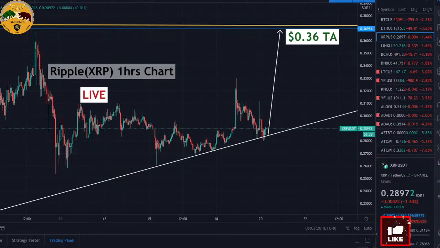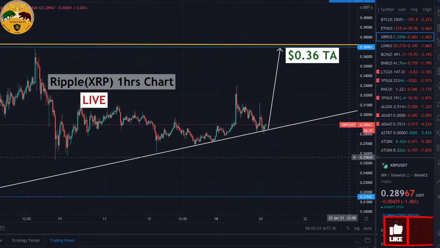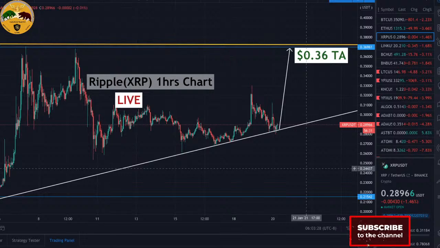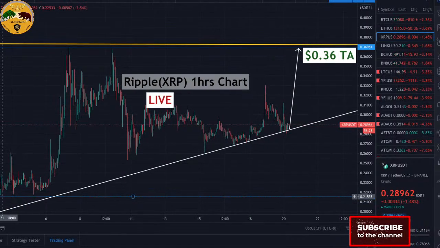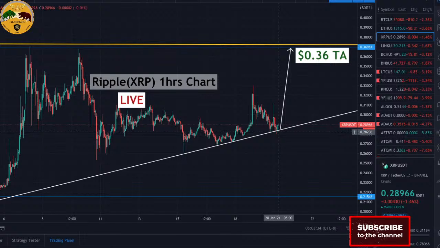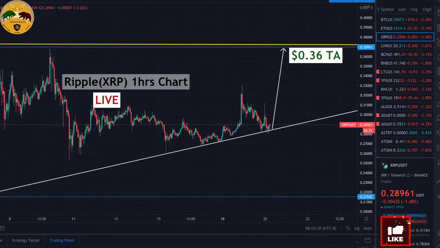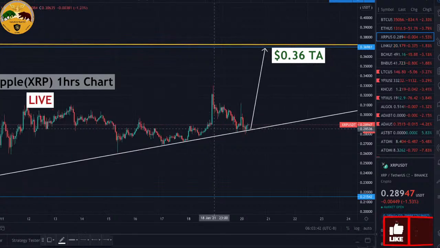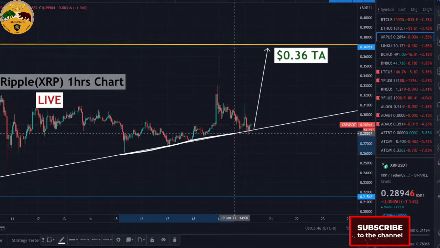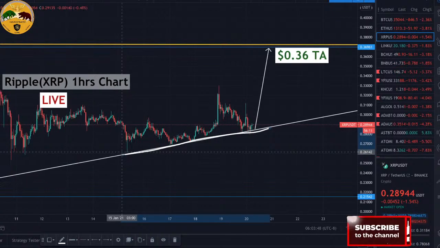So we are seeing that XRP has been respecting the bull trend line. This is the 1 hour chart, and we can see it making its way all the way back to retest the bull trend line, right here. So I'm expecting a move up, a bounce at this current support. This is the bull support line right here.